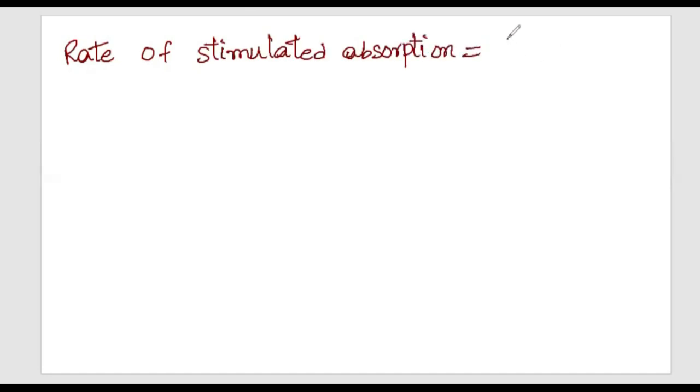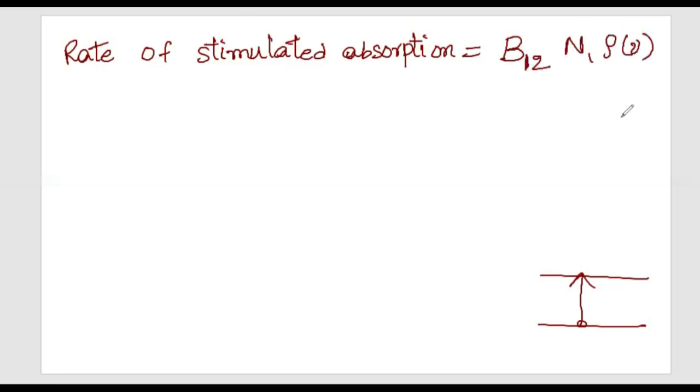So the rate of stimulated absorption, which is the upward transition, is equal to the proportionality constant. As this process is stimulated, it is B, and the atom is going from first energy level to second energy level, so 1, 2 is the suffix. This shows that the atom is going from first energy level to second energy level. Number of atoms N1 and rho of nu. So let us name this equation as 1.